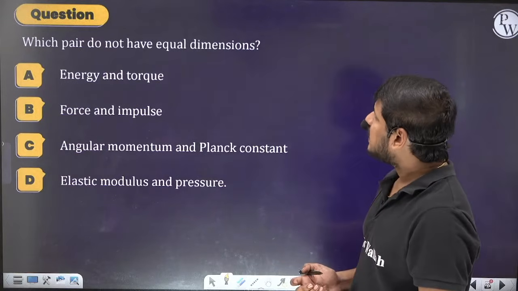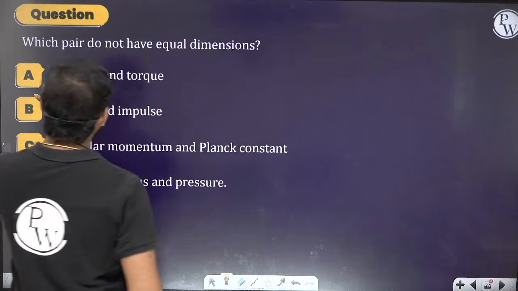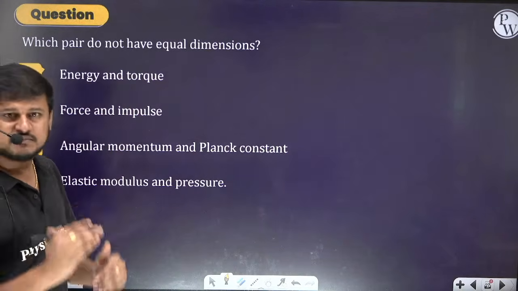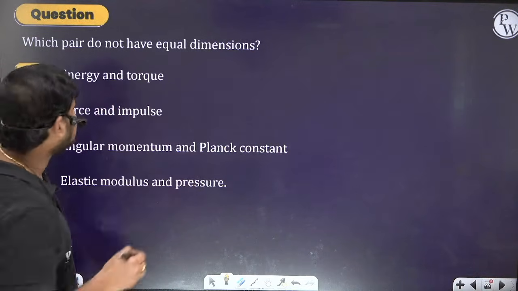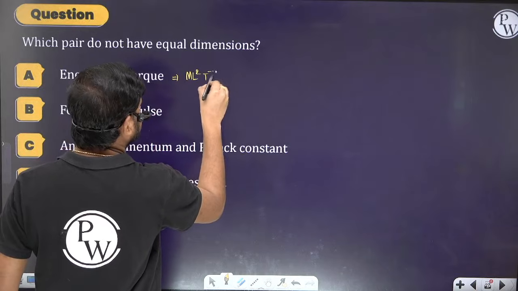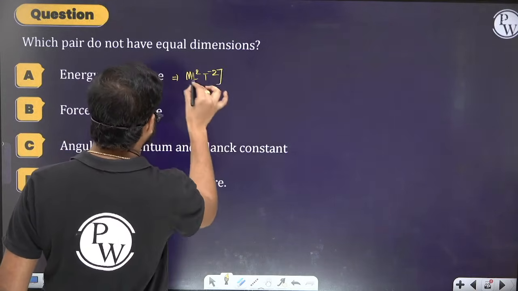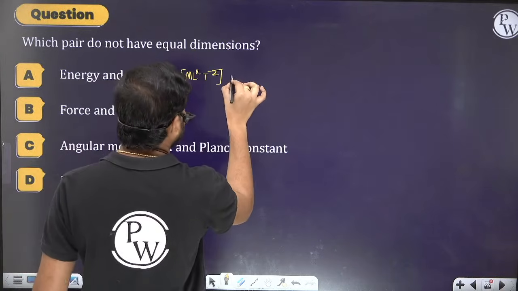So which pair does not have equal dimensions? We know that energy and torque have equal dimensions. We studied that energy has dimensions M L squared T to the power minus 2. So what about torque? Torque also will have the same.